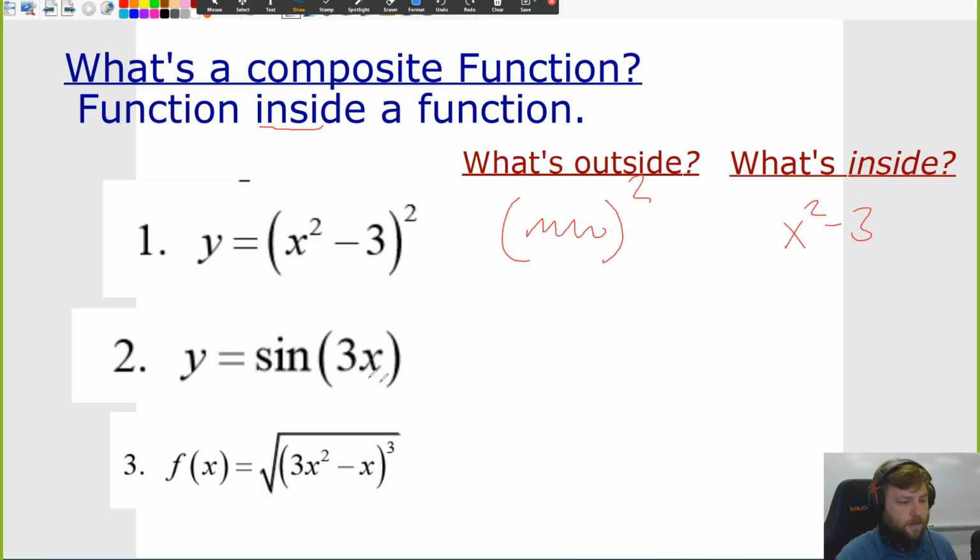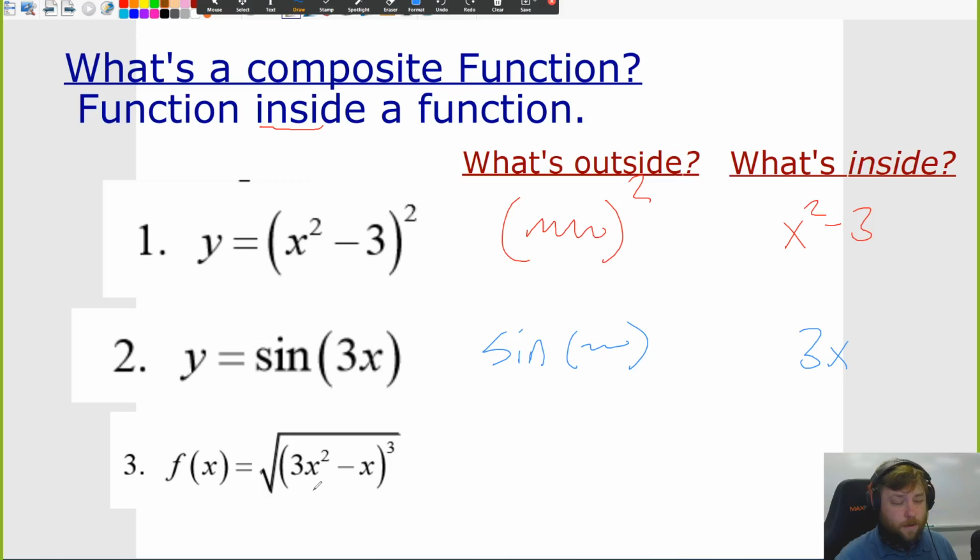Next one right here, sine of 3x. What's on the outside? It's sine of something. And on the inside is that 3x. And so typically what's inside parentheses will be the inside. For this one right here.